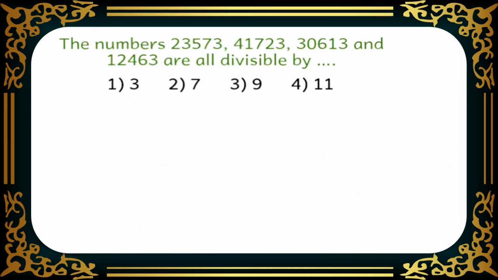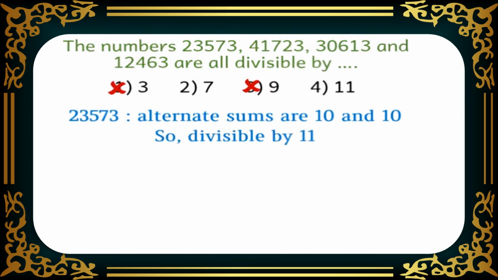The numbers 23,573, 41,723 and 30,613 and 12,463 are all divisible by dash. 3, 7, 9, 11. Now if you look at the numbers, the last digit we will see first, to see whether it is divisible by 2. The last number is odd, so it is not divisible by 2, right? So we come to alternate sums. If we look at the alternate sums, they are 10 and 10.